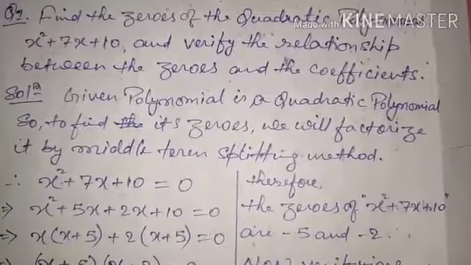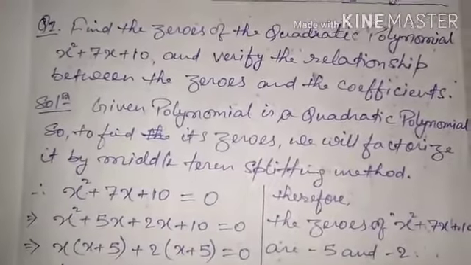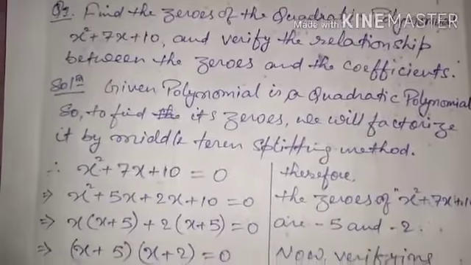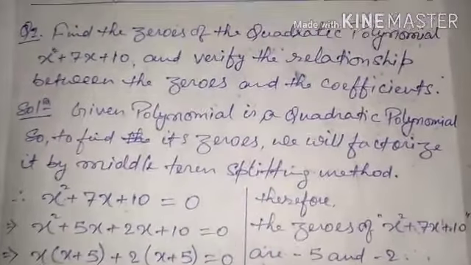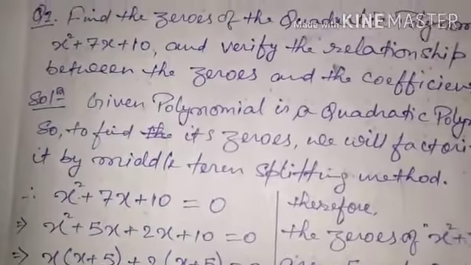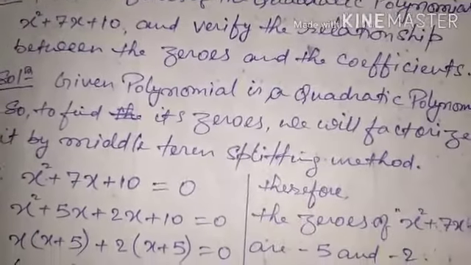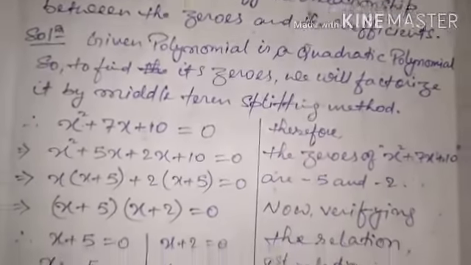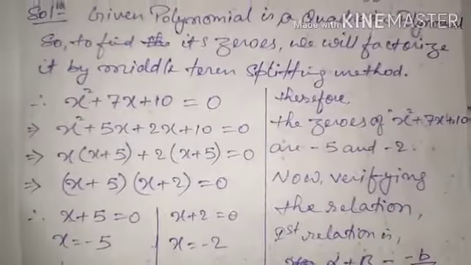So here is the polynomial x square plus 7x plus 10. It means first of all find the zeros, and then verify the relationship between zeros and coefficients. The relations are alpha plus beta, that is the sum of roots, which is equal to minus b by a, and the product of roots, which is equal to c by a. So this we are going to verify also. First let us find out the zeros of the polynomial.